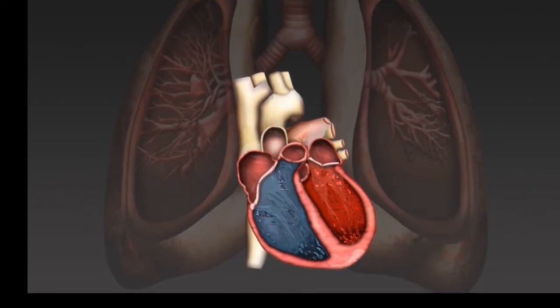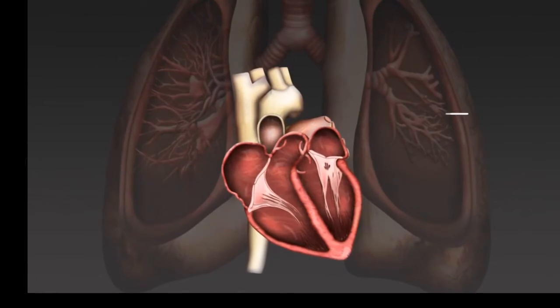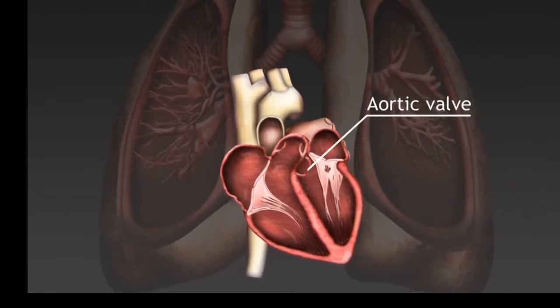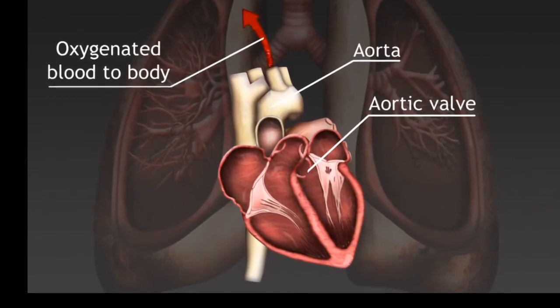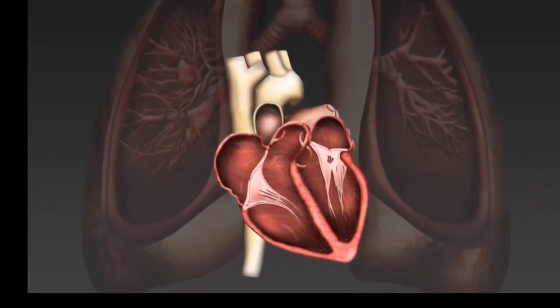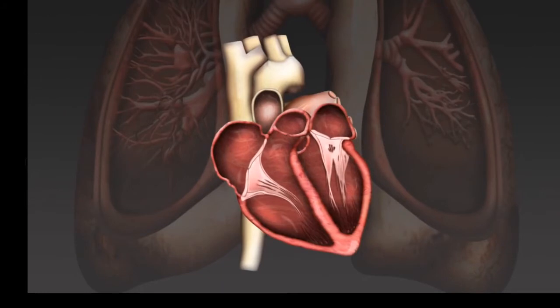Next, the left ventricle contracts, forcing the aortic valve to open, allowing blood to be pumped into the aorta and from there around the body. The aortic valve closes to prevent blood flowing back into the left ventricle, and the left ventricle relaxes, ready to accept the next intake of blood. Cardiac cycle is now complete.